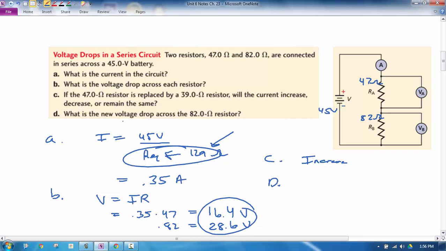And then part D, what's the new voltage drop across the 82 ohm resistor if we replace this with a 39? So we would go back through and redo this calculation, only now instead of using 129, we'd use 121, which would change our current in the circuit to now about 0.37 amps. And I would now multiply that 0.37 times the resistance of this resistor to find the voltage drop. And this number would now change to 30.5 volts.